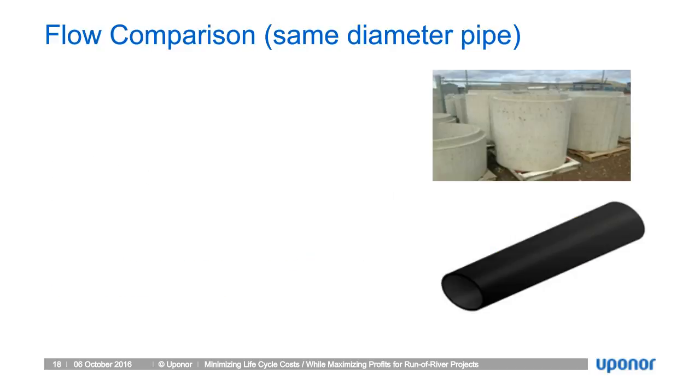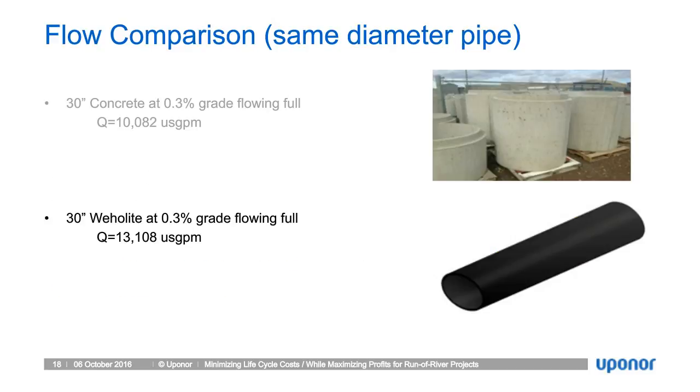So, a quick contrast between flow comparisons using pipes of the same diameter for reference. If we take a look at a 30-inch concrete pipe at about a 3.3% grade, your flow rate would be about 10,000 US GPM. For that same size pipe in Whaleite, because of the Manning numbers, if we calculate it out, you see an increase of 3,000 US GPM. And that is, again, because of the lower coefficient of friction between the water and the pipe surface. So if we're looking at a certain size, we can push through a higher volume of water, which again translates to more power output.